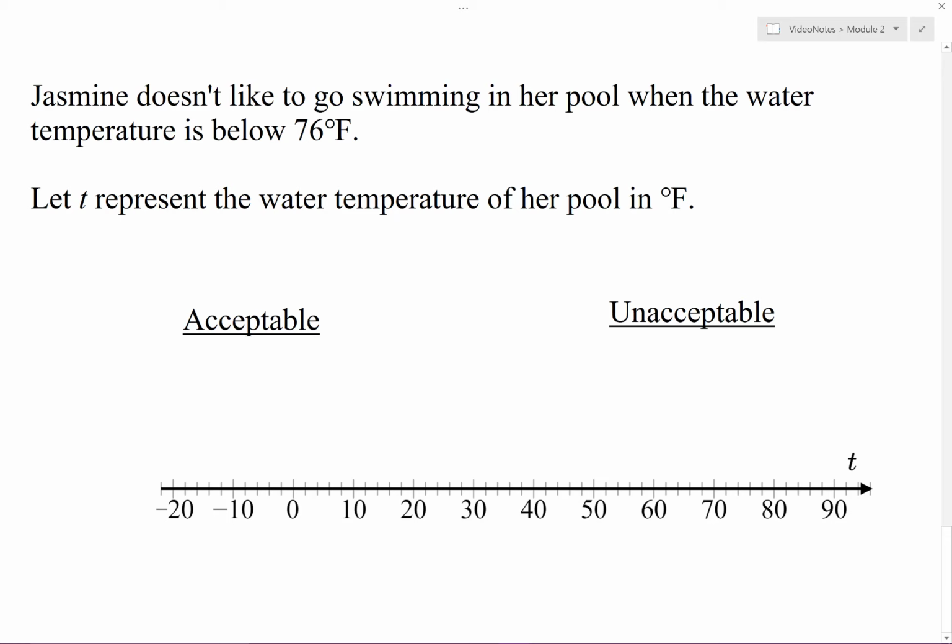Understanding inequalities can help us represent the values of many real-world quantities. For example, Jasmine doesn't like to go swimming in her pool when the water temperature is below 76 degrees Fahrenheit. When the water temperature is 76 degrees Fahrenheit or above, she will go swimming. So let's let the variable t represent the water temperature of her pool in degrees Fahrenheit.